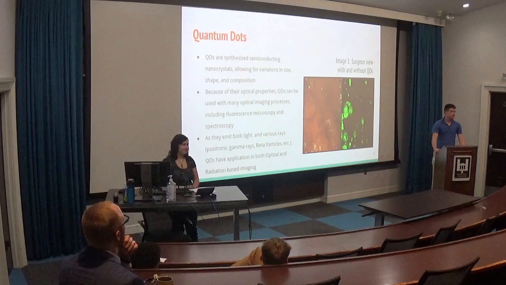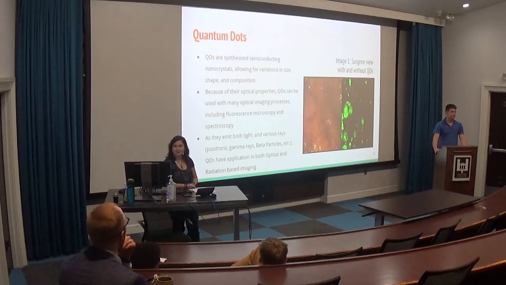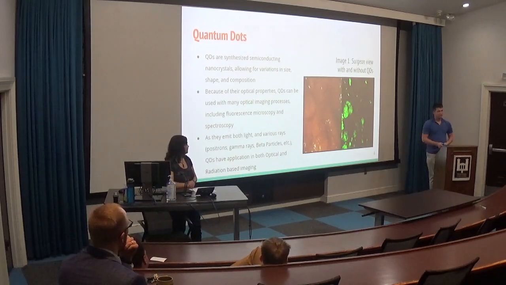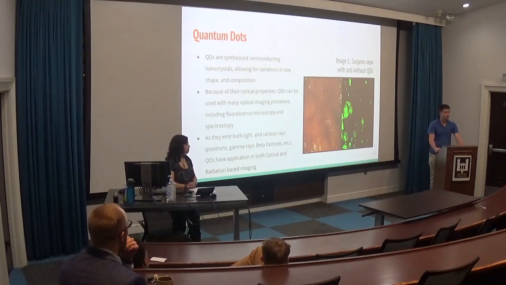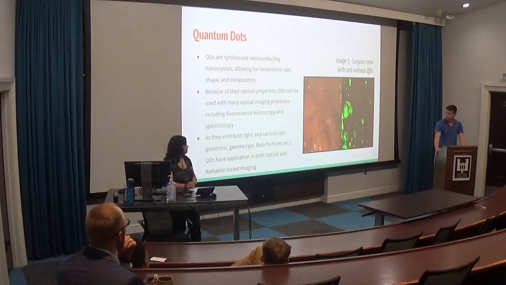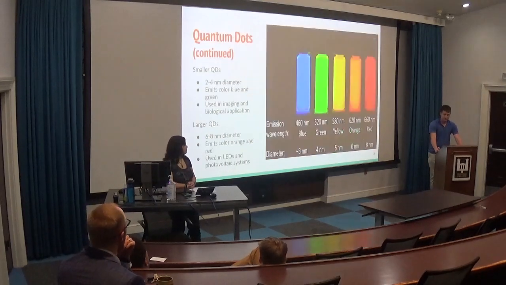What are quantum dots? Quantum dots are synthesized semiconductor nanocrystals that can come in various shapes, sizes, and compositions. Because of their optical properties, they are very great for imaging. They can be used in fluorescent microscopy and spectrometry. Additionally, because they give off light, particles, and various rays, they are also good for radiation-based imaging.